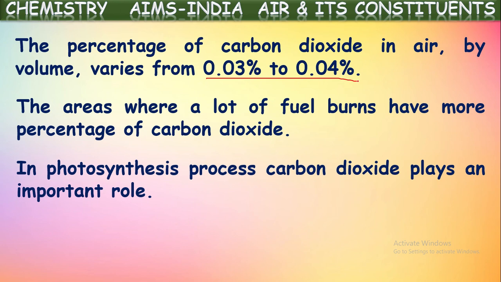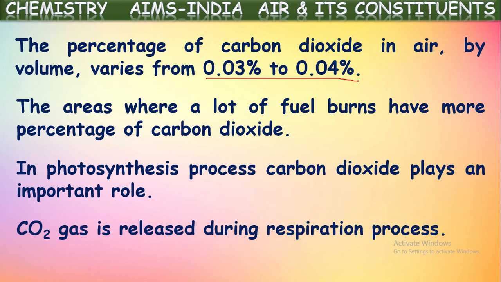In the photosynthesis process, carbon dioxide plays an important role. What is photosynthesis? Plants prepare their food on their own. That process of preparation of food by plants is called photosynthesis. In that process, carbon dioxide is one of the components taken in. CO2 gas is released during the respiration process. In photosynthesis, plants take in carbon dioxide gas for food preparation. But animals release carbon dioxide gas during respiration, isn't it? They take oxygen gas in, their food is converted into energy, and along with that carbon dioxide gas is released out.